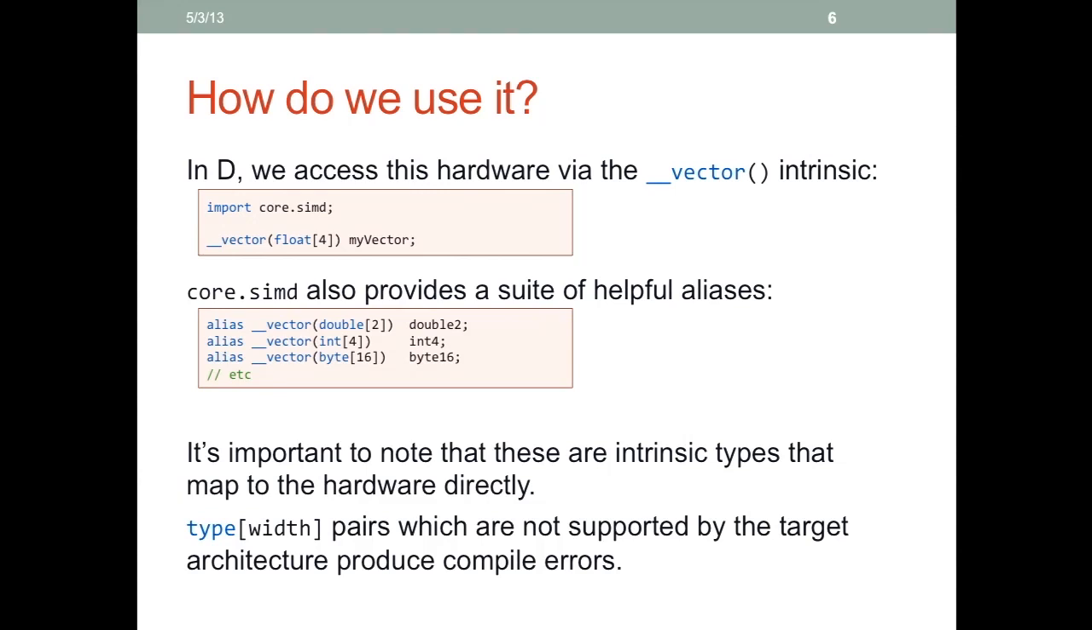But anyway, yes, in D's sake, let's assume that they're intrinsic types and you shouldn't use the ones that aren't supported by your target architecture. And yeah, for instance, a type and width pair.